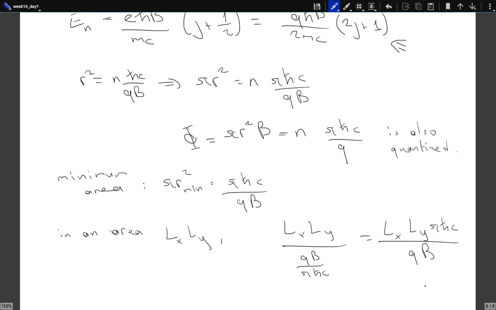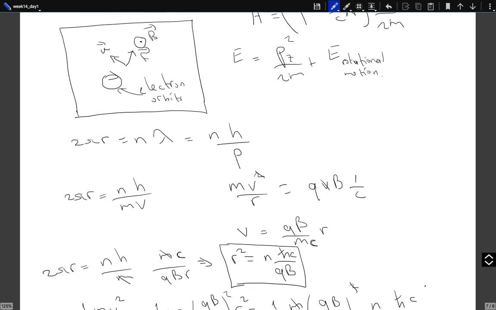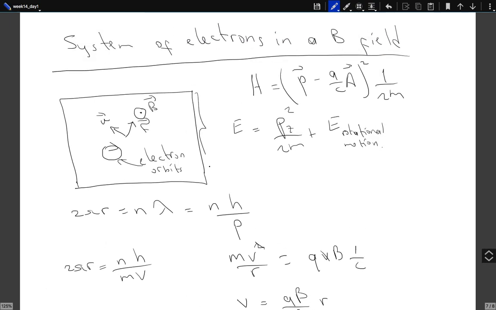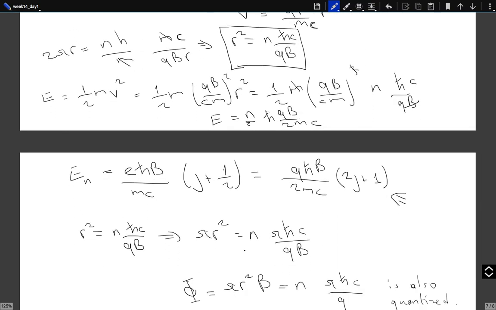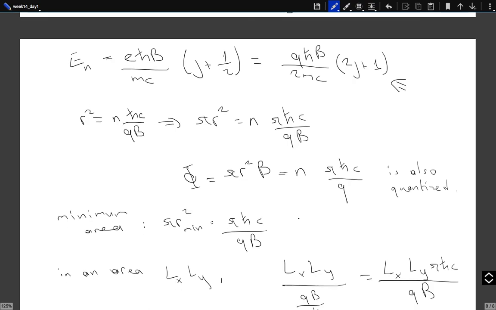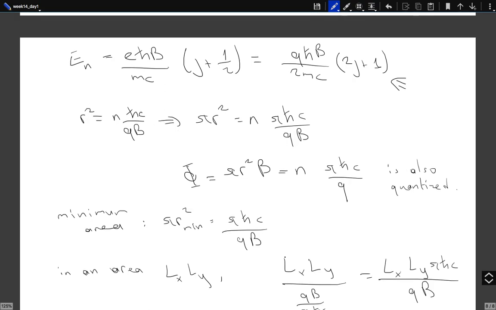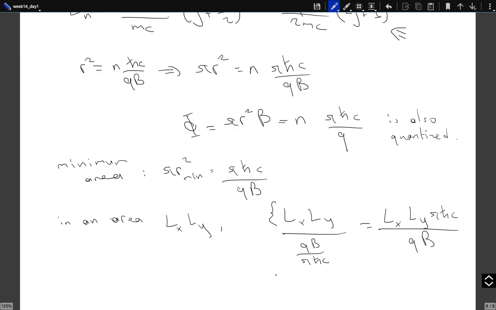Did you multiply area with Lx, Ly? No. You see, what I did was, I'm assuming that all of my system has size Lx and Ly. Each one of these has a kind of area quantum, let's say, πr squared. You can say, in quotes, our area quantum. How many of them can we fit within my area, Lx, Ly? This is my total area, Lx, Ly. I just divide it by my area quantum, qB over πħc.